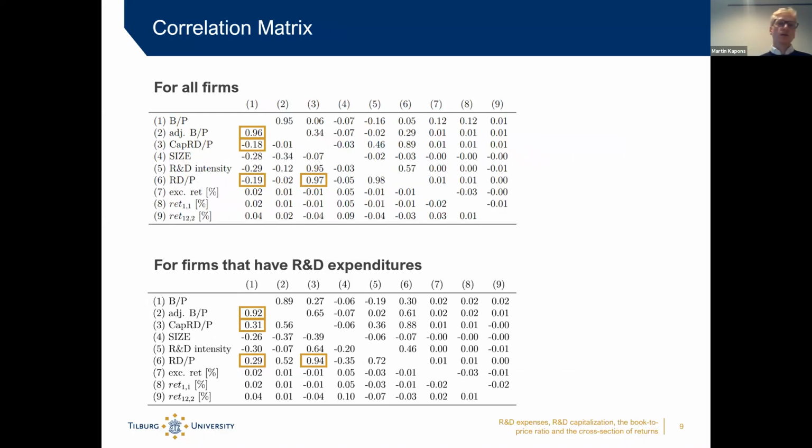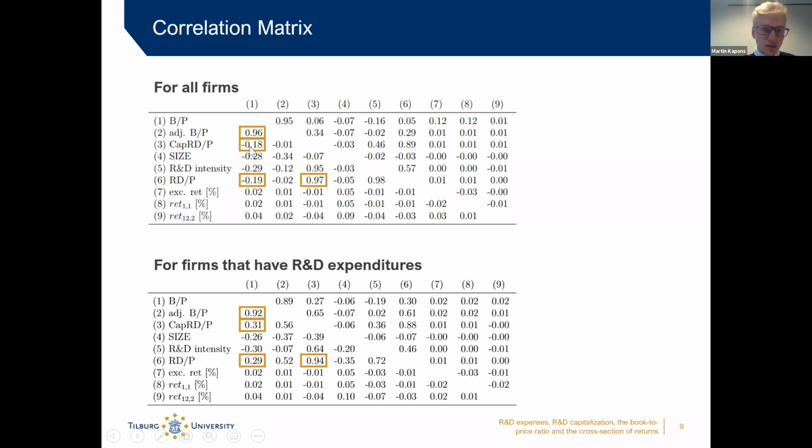Now, to give a sense of how these variables interact with each other, we see that the adjusted book-to-price ratio is highly correlated with the book-to-price ratio. These are Spearman rank correlations here. And what we also see is capitalized R&D to price and expense R&D to price for the entire cross-section of firms is negatively related to the book-to-price ratio, indicating that R&D intensive firms actually have a lower book-to-price ratio than those that don't have R&D activities.